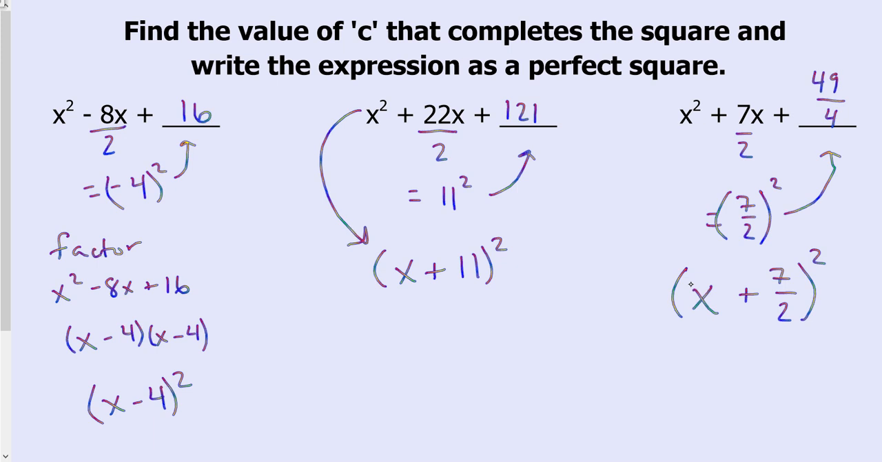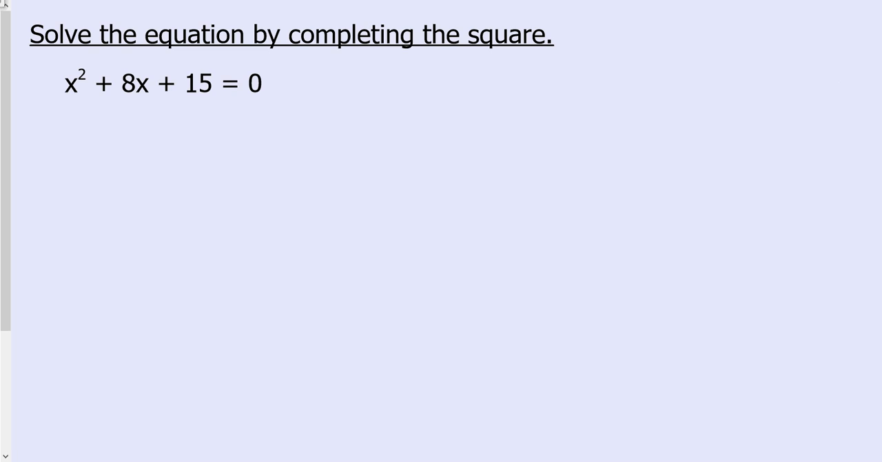All right. So now that we know how to find the value of c that completes the square, what do you say we start taking a look at some problems where we're actually going to solve by completing the square? We're going to take a look at 3 examples to do that. This first problem says solve the equation by completing the square. It's x squared plus 8x plus 15 equals 0. We can see here that it's already been written in standard form, so I don't need to manipulate it.